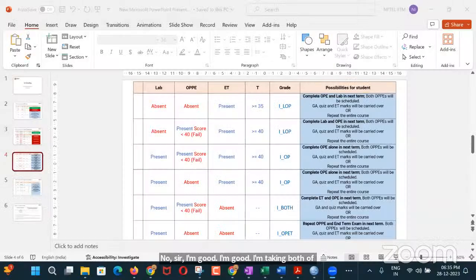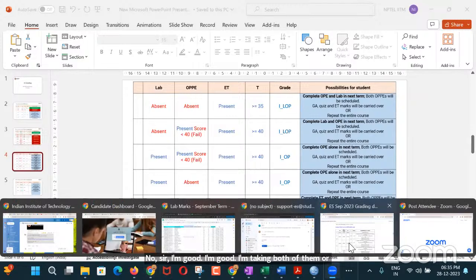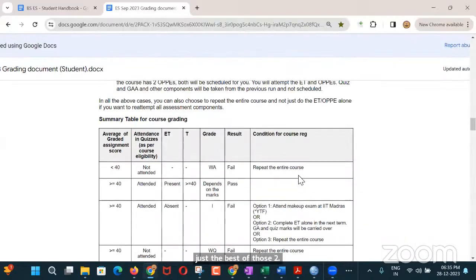Okay. Next is Prithvi. Yes, sir. As that slide was explaining about the OPP marks, sir, as we have attended two OPP tests, will they be considering the best of two or both? That is mentioned in the grading document. I'll just share that. No, sir, I'm a bit confused. Will they be taking both of them or just the best of those two? Just a second.